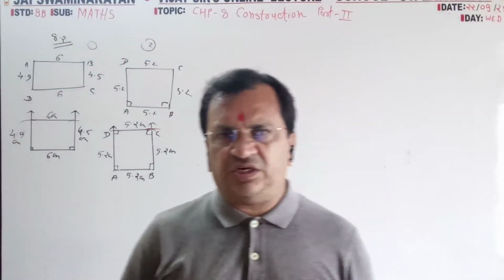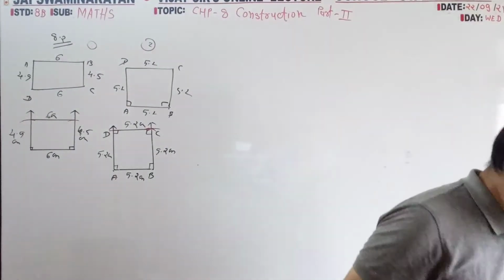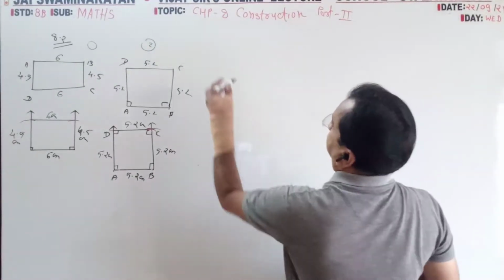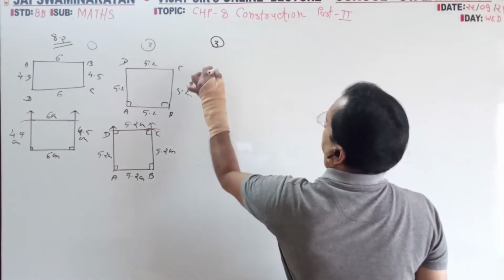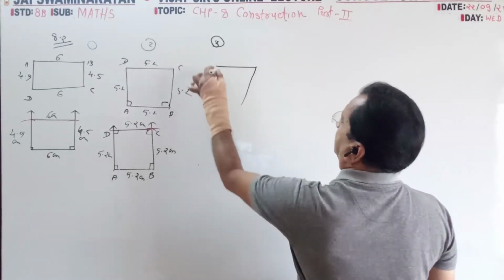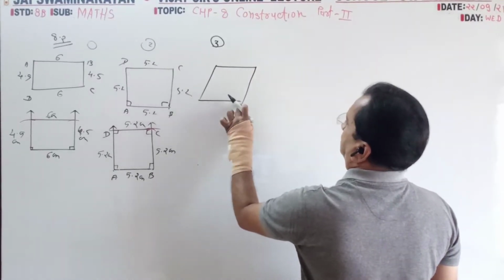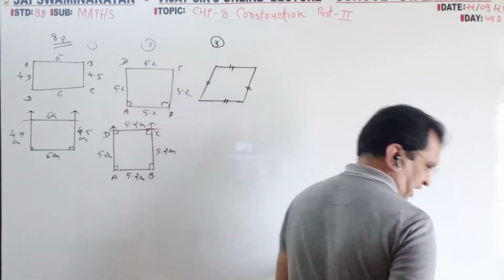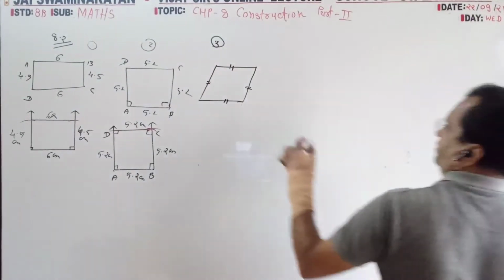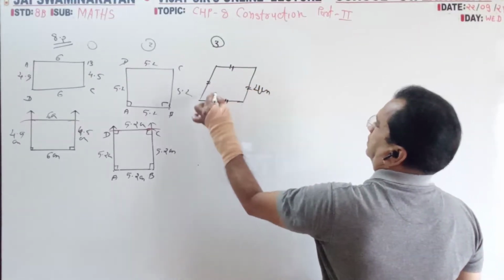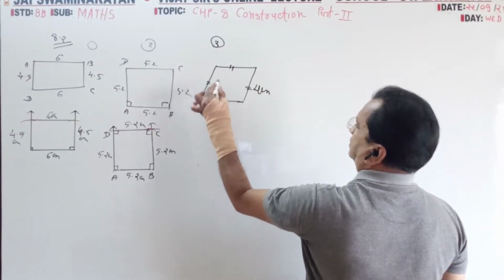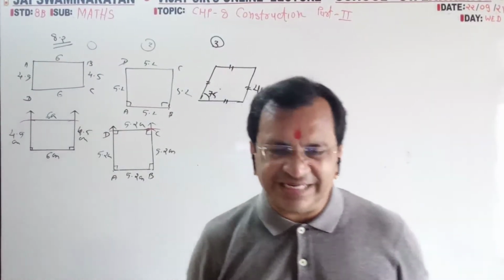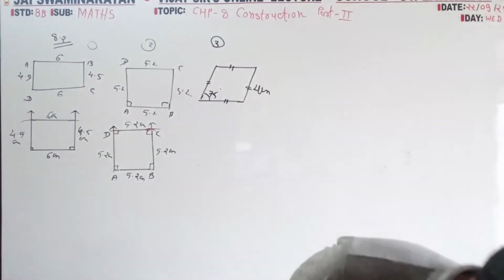Rhombus with 4 centimeter and one angle is 75. Now rhombus means all sides are equal. That is given 4 centimeter and one angle is given. So how to draw a rhombus with one side, one angle?